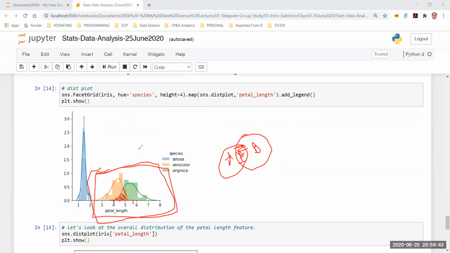How do I concentrate on this part of the graph and answer the question: can I really classify, or can I really comment about the species, which is versicolor, which is virginica, basis the petal length? The answer is to some extent yes. We don't know what that extent is. We will find out when we do inferential statistics to some extent, but majorly when we do machine learning, right?